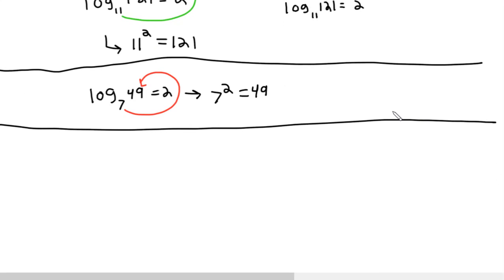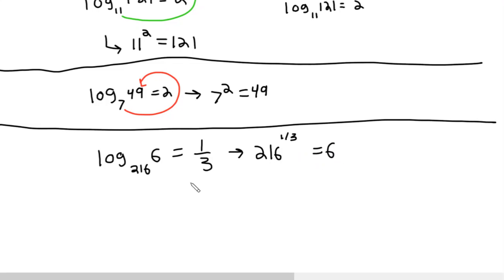Okay, let's do one more example that's a little more complicated. Let's try log base 216 of 6 equals 1/3. Again, the swoop method still applies. Even though this is a little messy, with bigger numbers and a fraction, the same rule still applies. So 216 to the 1/3 equals 6, just by doing the swoop method. The swoop, and we're done.